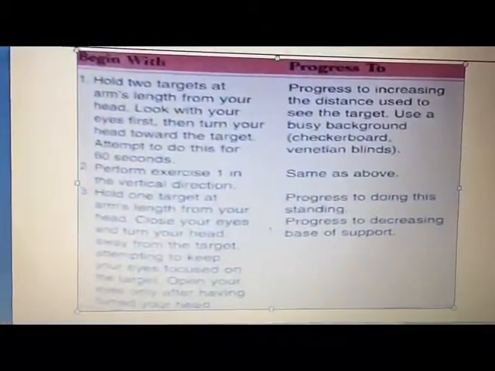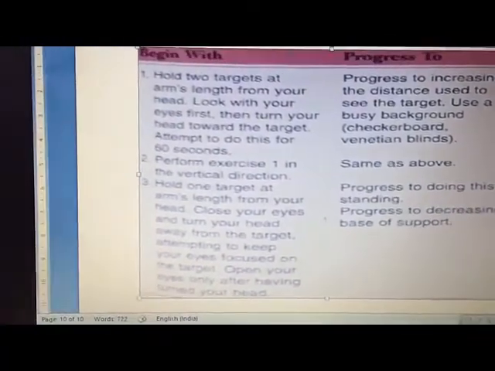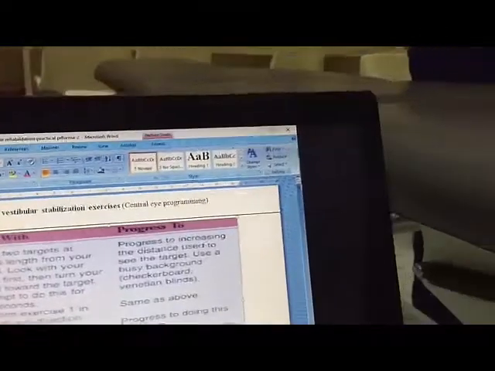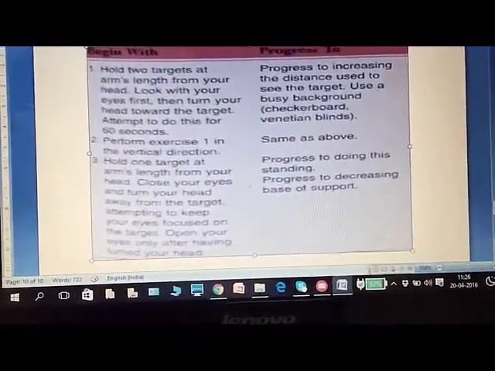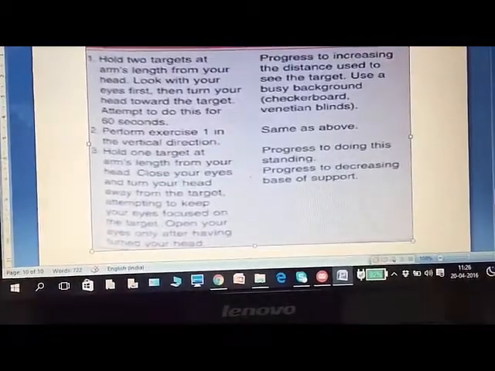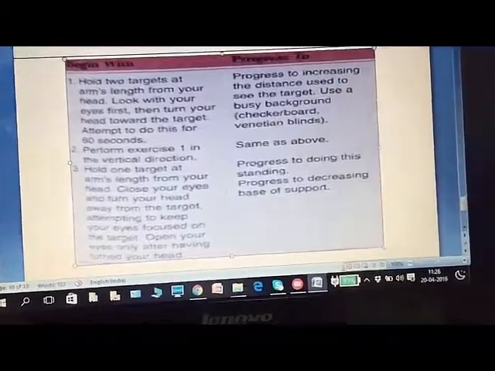Hold one target at arm's length from your head. Close your eyes and turn your head away from the target. Attempt to keep your eyes focused on that target. Open your eyes only after having turned your head. So progress doing this. First you have to do it in sitting. Okay?